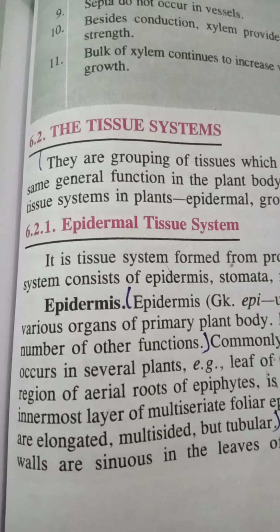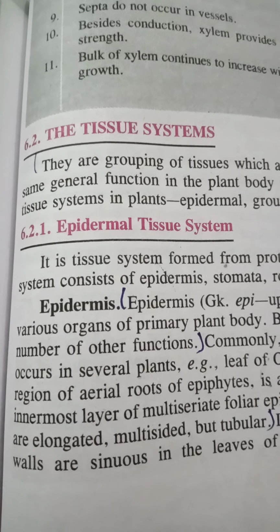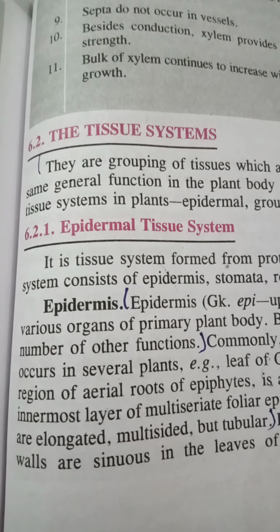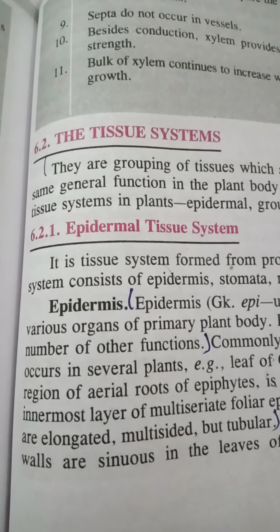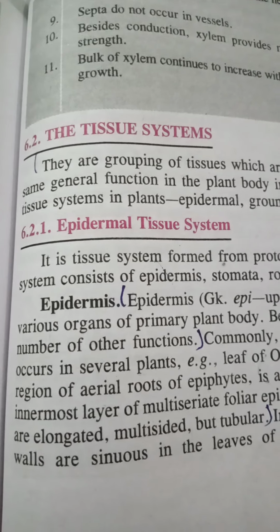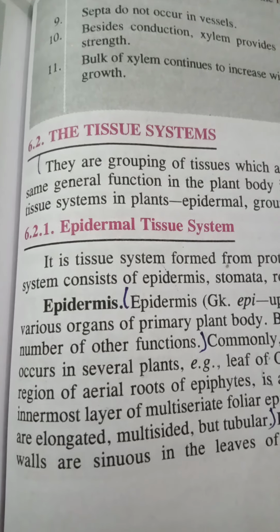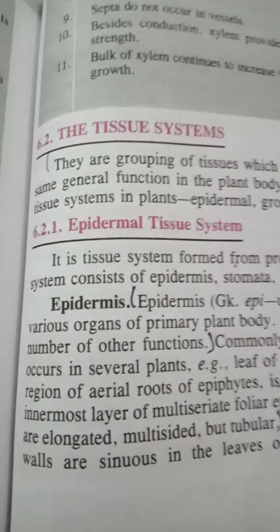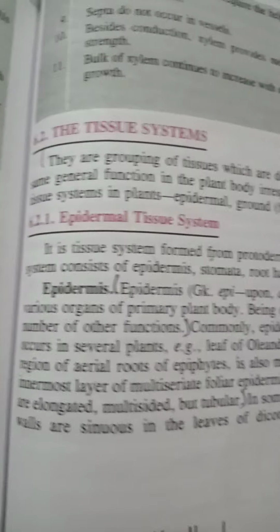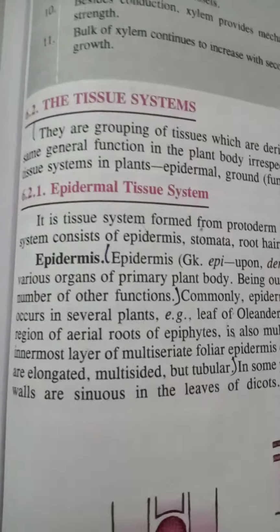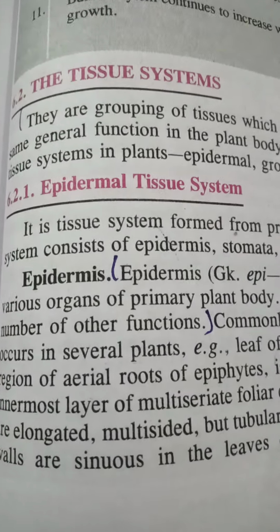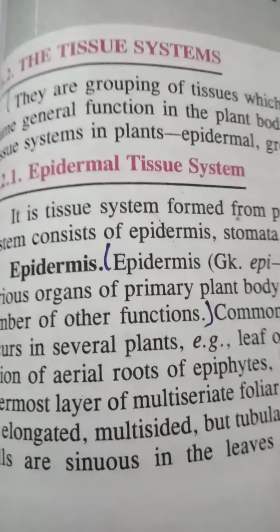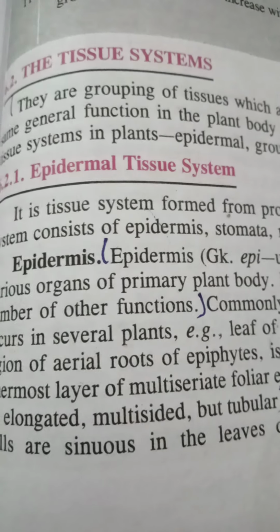So the tissue system is actually the grouping of tissues which are derived from a specific portion of the meristematic tissues, and they perform the same functions in the plant. That means all the organization of tissues which assemble together to form a group for common functions is called a tissue system. Now Sachs has distinguished three types of tissue system.